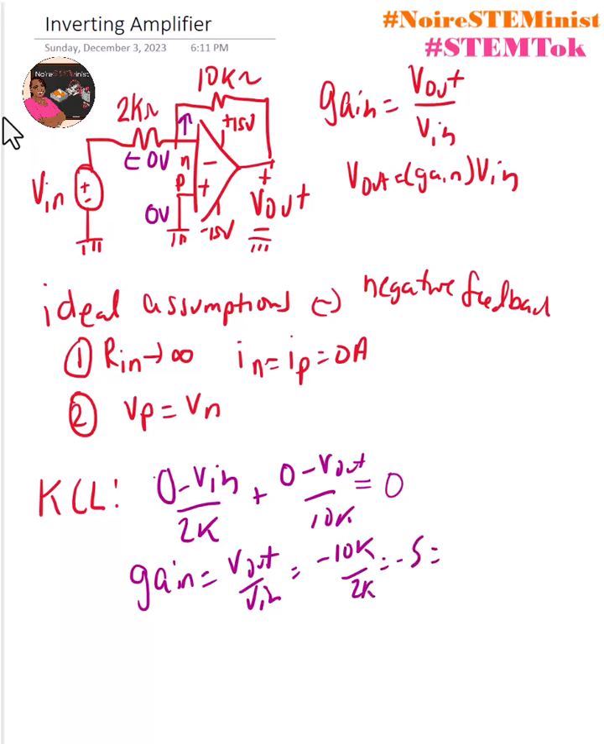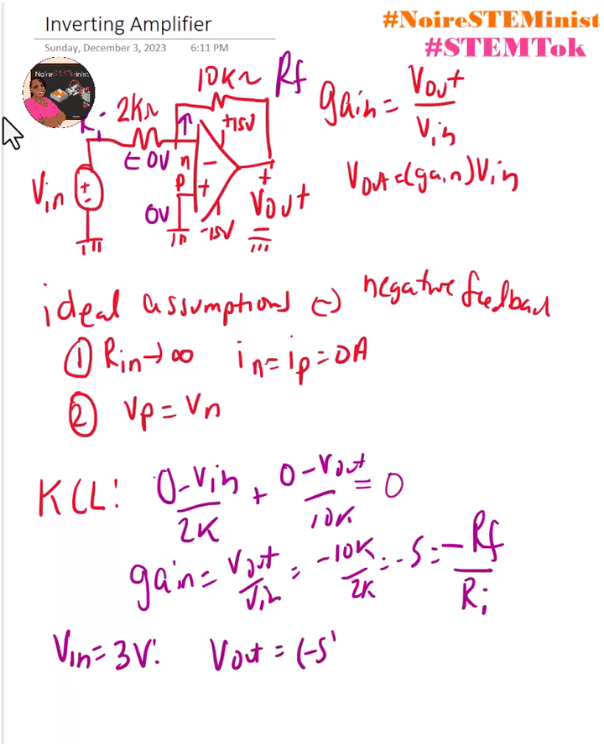So in general, for an inverting amplifier, the gain is negative RF, the feedback resistor, over RI, the input resistor, where RF is here and RI is here. So if V in is equal to 3 volts, V out would be equal to negative 5 times 3, which is negative 15 volts. And thus is why it's called an inverting amplifier, because I send in a positive value and I get out a negative value.